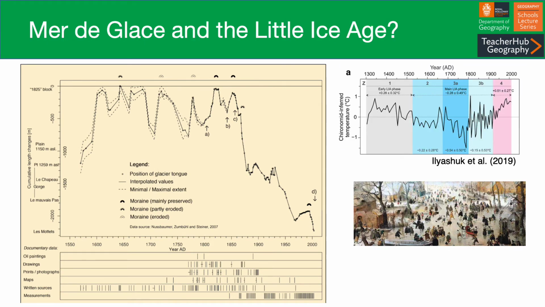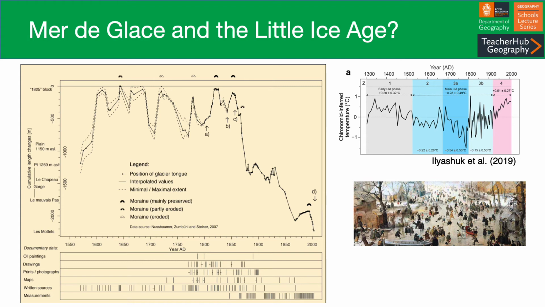So why did the Mer de Glace increase its extent between the 17th and 19th centuries? Well, it's likely to be an effect of the short-lived climatic deterioration known as the Little Ice Age, where temperatures fell by as much as 1.5 degrees centigrade in parts of Europe. You might be familiar with images of ice fairs on the rivers of northern Europe that were common during this particular interval, and it also had quite an important socio-economic impact.